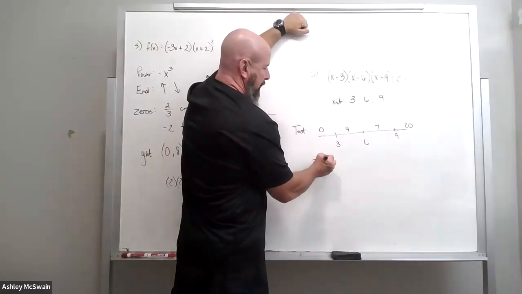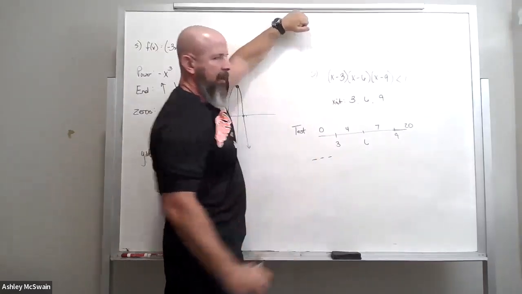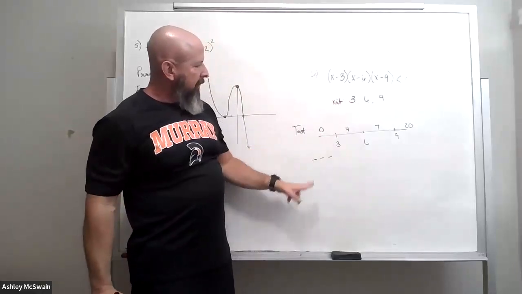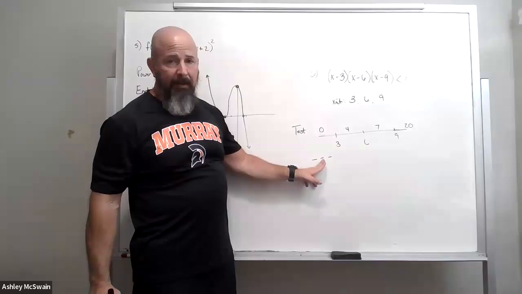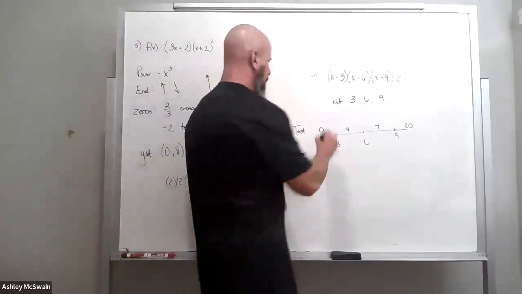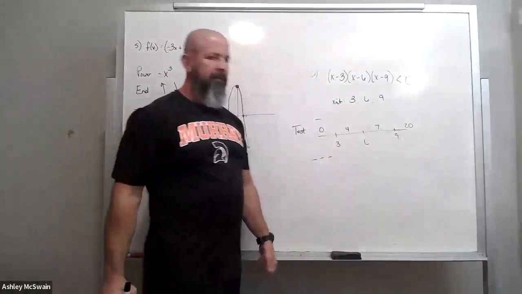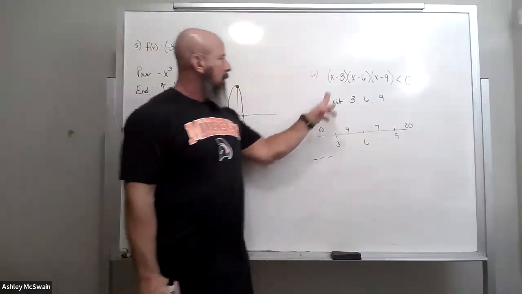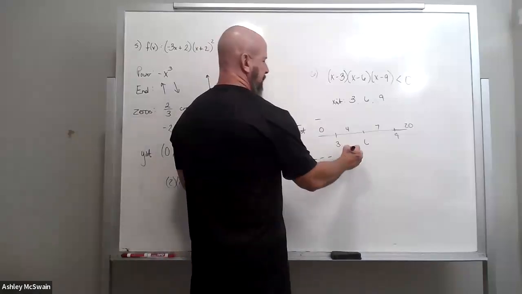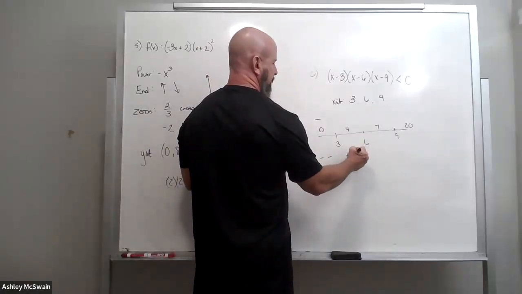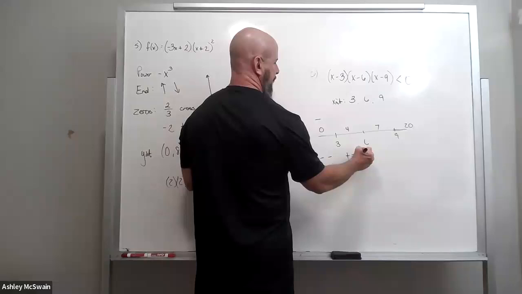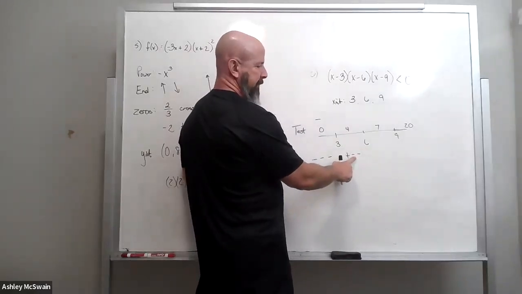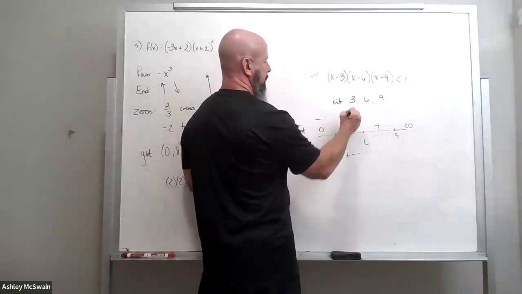And sometimes it might be easier to just write your signs below. Each one of those terms would be negative if I put a 0 in. So negative times a negative is a positive. Times a negative is negative. Then the 4. 4 minus 3 is positive. 4 minus 6 is negative. 4 minus 9 is negative. So let's see, positive times a negative times another negative is a positive.